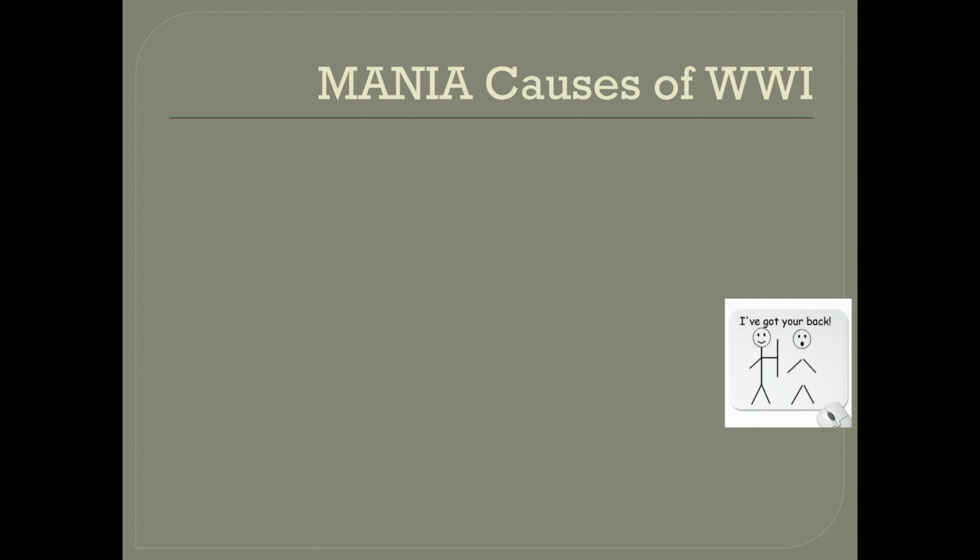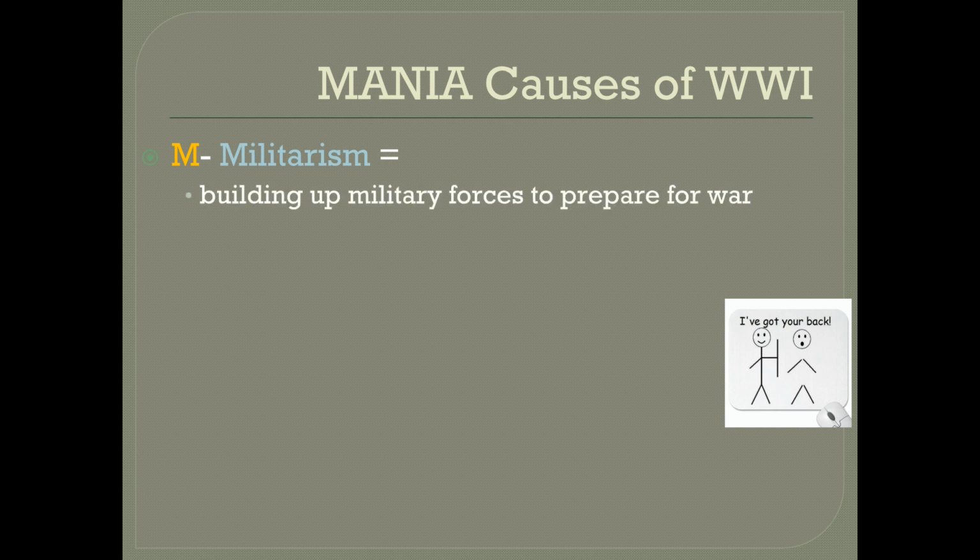Of course, last year in world history, you learned MAIN. We can make it into all kinds of different acronyms, but in this case, we're going to use something called MANIA, and these were the causes of World War I. The M stands for militarism. Remember that militarism was the buildup of military forces preparing to fight for war. Alliance system, of course, a lot of these countries in Europe had formed these secret alliances that are eventually going to lead to this war.